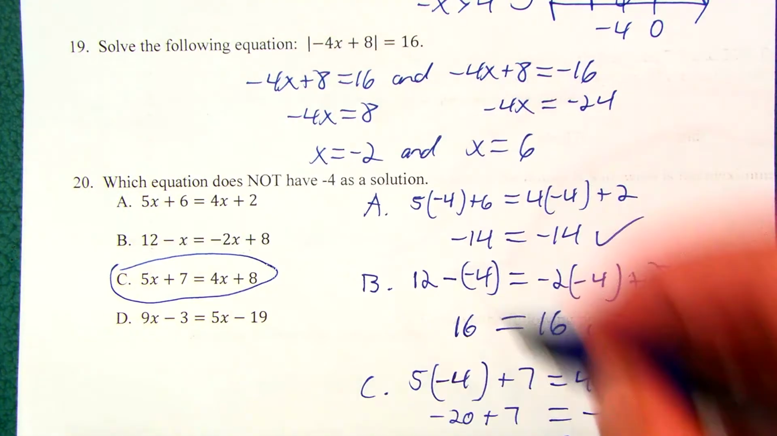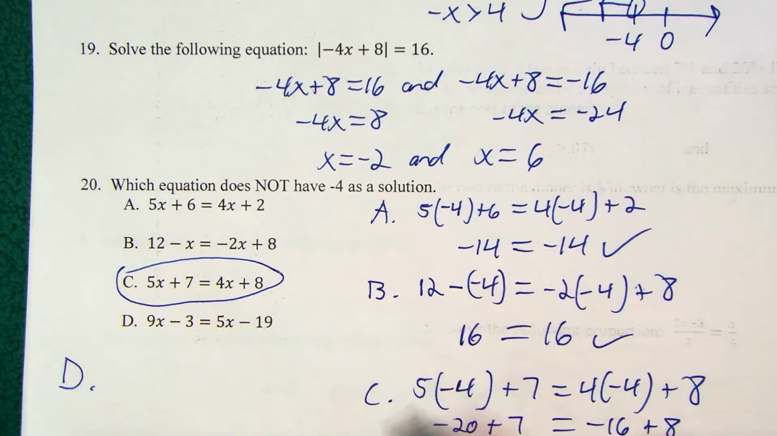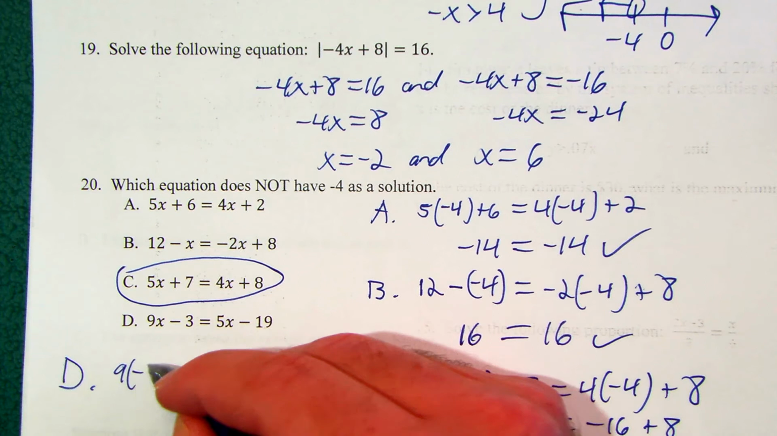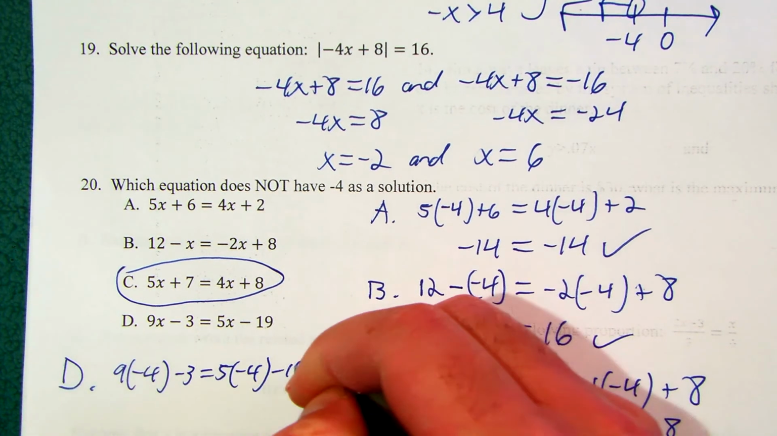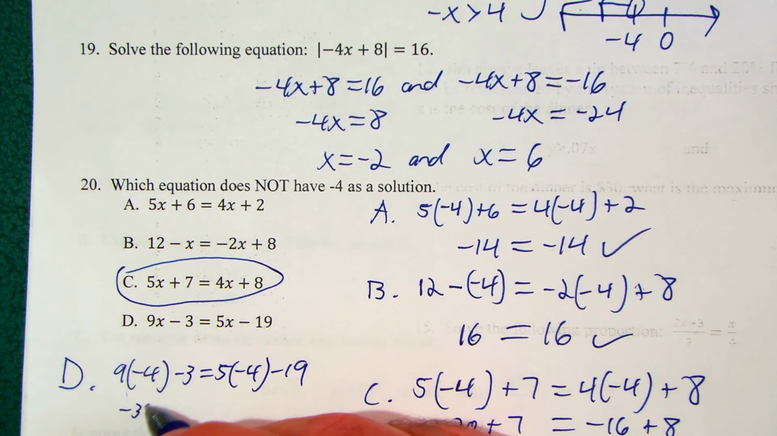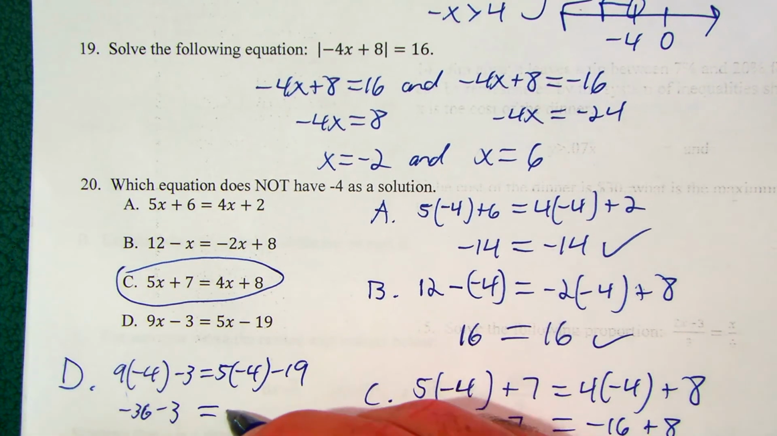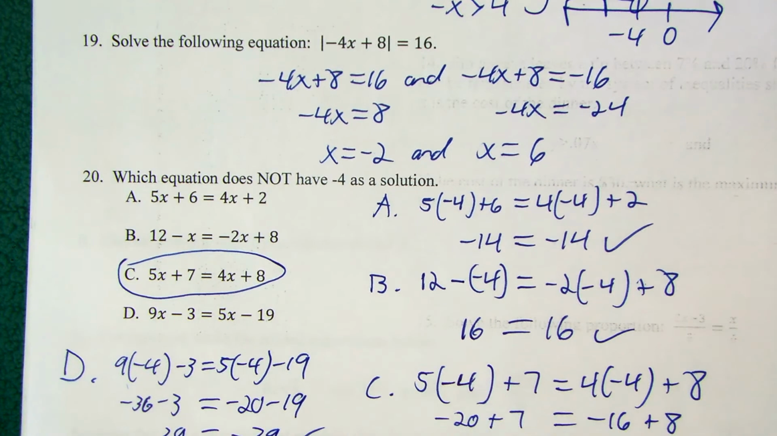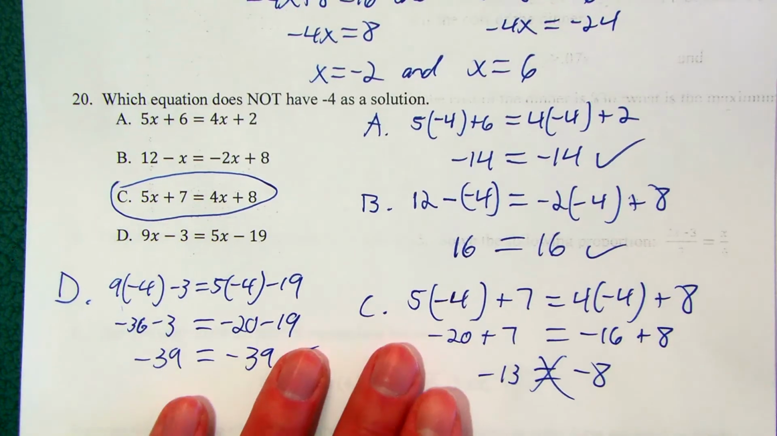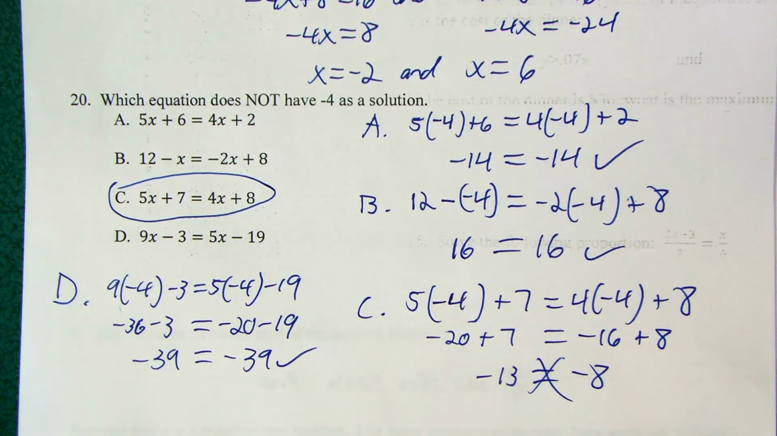If you want to make sure D works, just make sure there's not two correct answers here. So it'd be negative 36 minus 3 equals negative 20 minus 19. So negative 39 equals negative 39. So that one's good. All right, so the answer is definitely C. Again, we came out with negative 13 equals negative 8 there when I substituted negative 4. So it doesn't work.